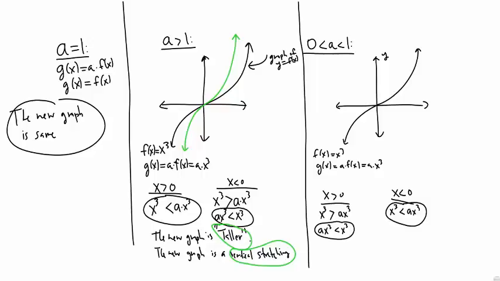So we see that this is reflected in the graph of the new function. The new graph is shorter. It's shorter than the original graph. This is called a vertical compression.